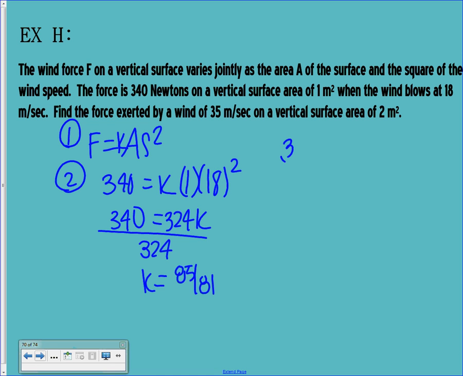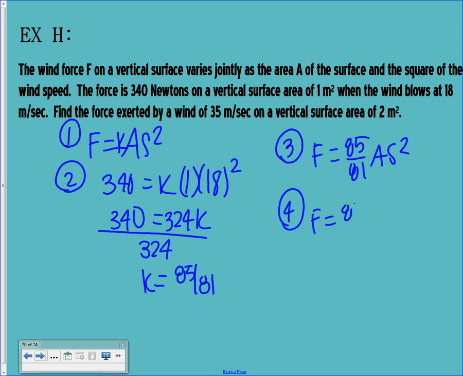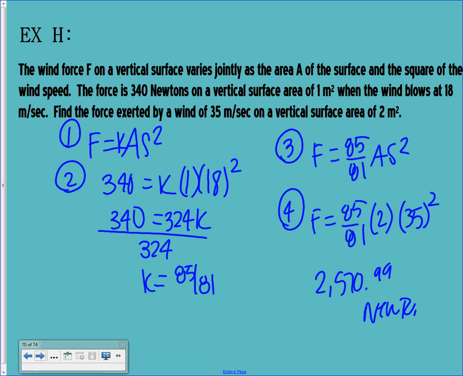So in step 3, when I rewrite my equation, I get F equals 85 over 81 AS squared. And now I can finally answer my question, which asks me to find the force exerted by a wind. Careful, it gives me the wind first this time of 35 meters per second. So that goes in for my S on a vertical surface of an area of 2. So square your 35 first and then multiply it through. You should get about 2,570.99 newtons.